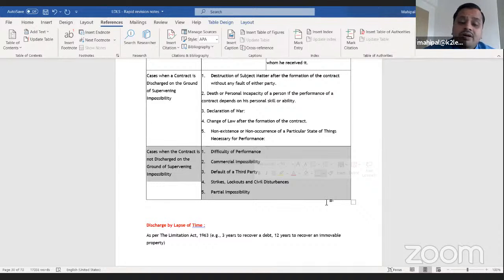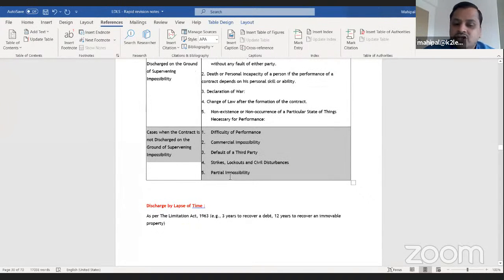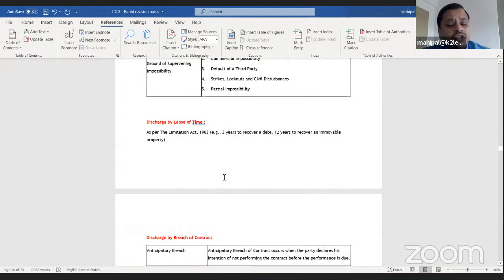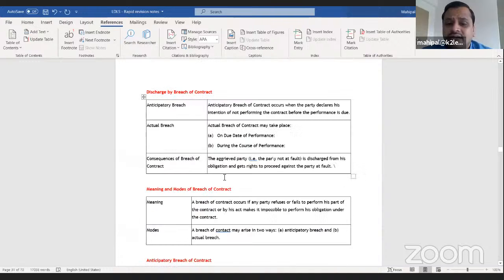Lapse of time, it is generally governed by the Limitation Act, 3 years and 12 years. Discharge by breach, this breach could be of two types, actual breach and anticipatory breach. Actual breach can happen on the due date of performance or during the course of performance. Anticipatory breach generally happens before the due date of performance.